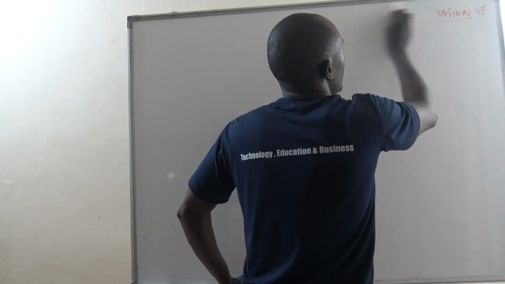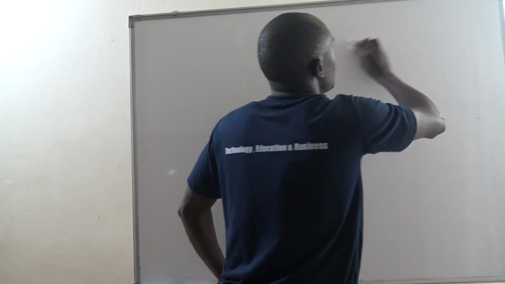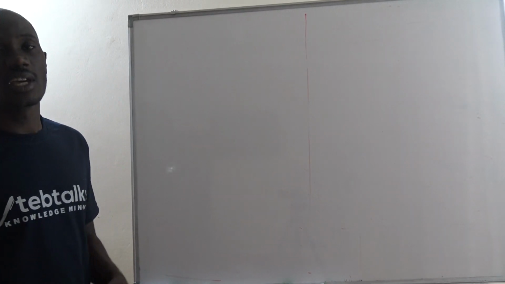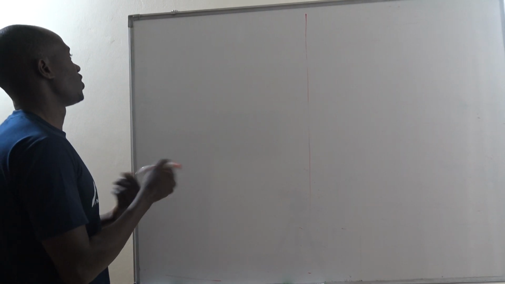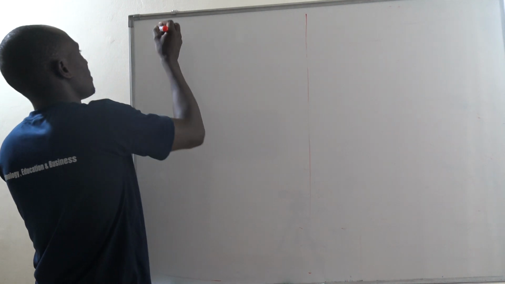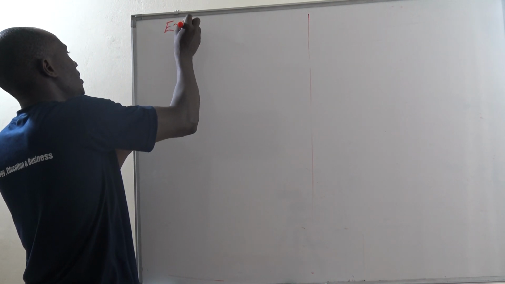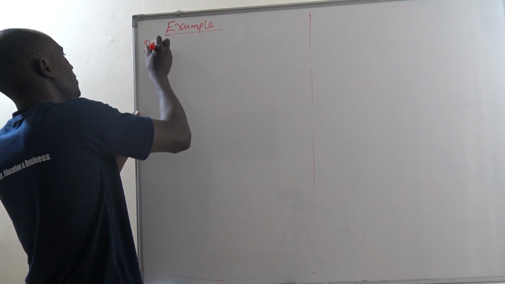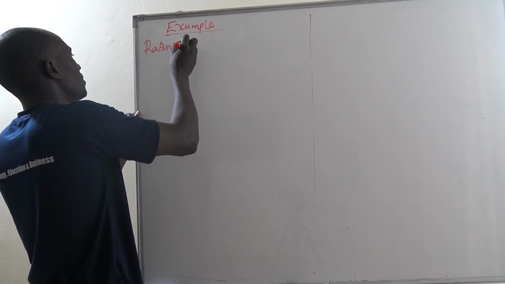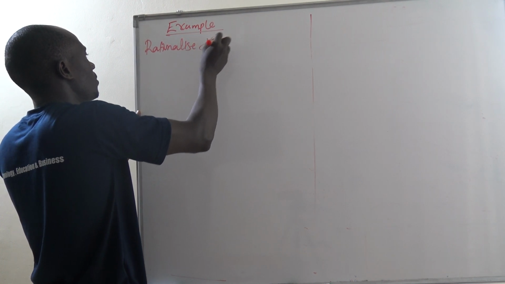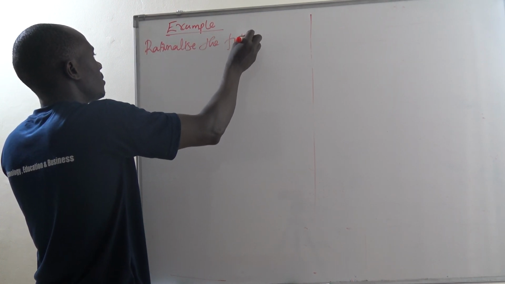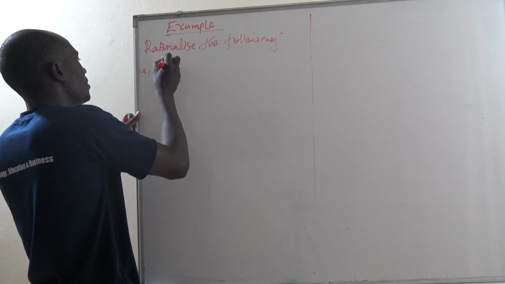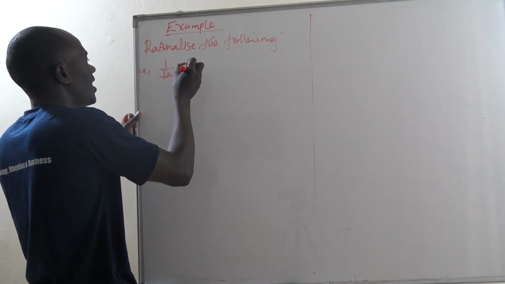And we are just making a recap from what you experienced at O level. Here we are just developing on much of it. So for example, rationalize the following. Part A, 1 over root 2.